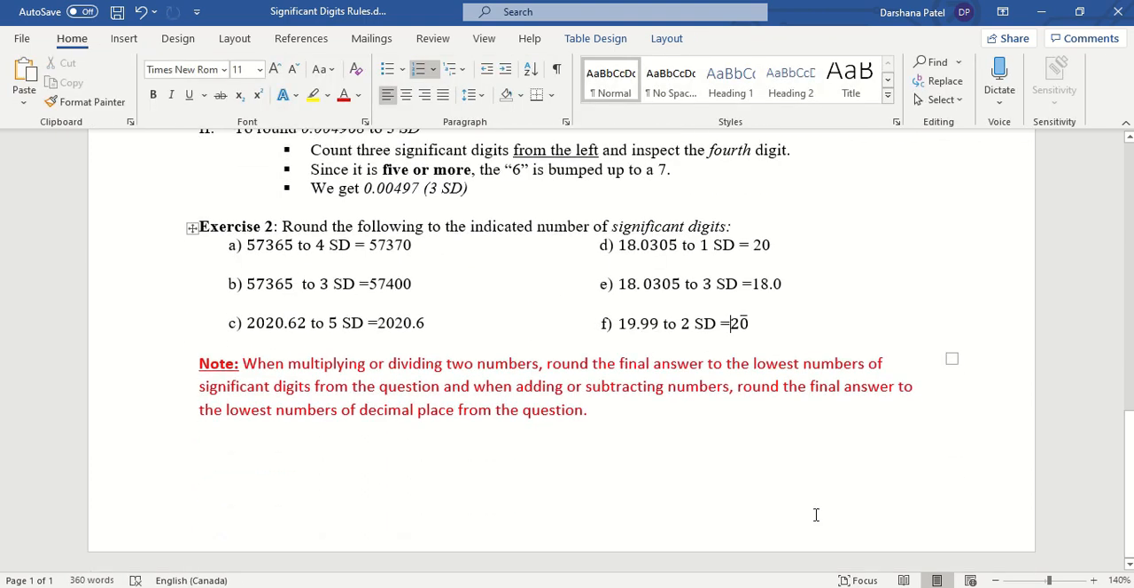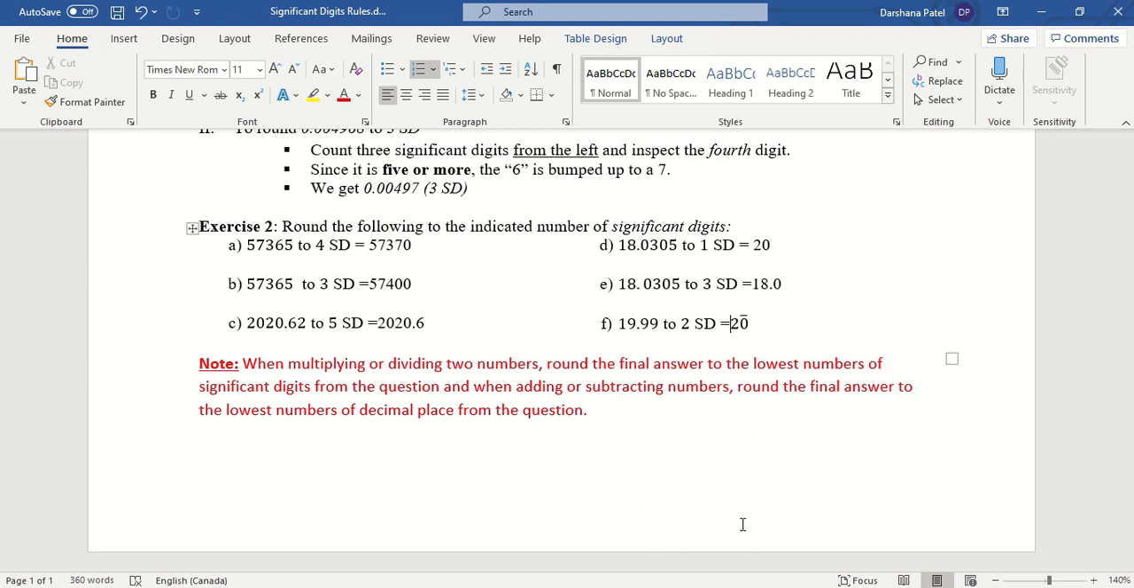Okay. Lastly, how do we round numbers? When we end up multiplying or dividing two numbers, or even taking the square root or square of a number, we round our final answer to the lowest number of significant digits from the question. Meaning that if I had 5 numbers being multiplied, divided, square rooted and things like that, I look at the significant digits for all 5 numbers. And the number which has the lowest number of significant digits, the final answer should have that many significant digits.